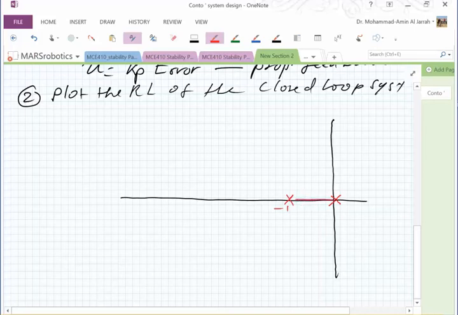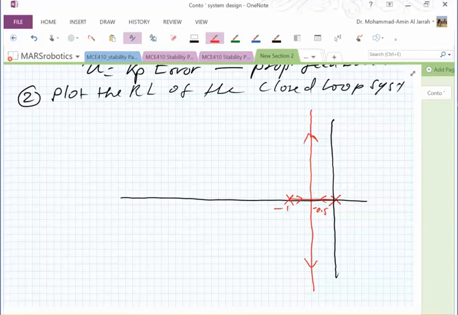So for the root locus, we have two roots here, and we have two asymptotes, and this point is minus 0.5. So this is the root locus. Right? Correct? So this is the root locus of the system. The system is stable, right? There is no problem with the stability. Now, let us check the steady state performance.